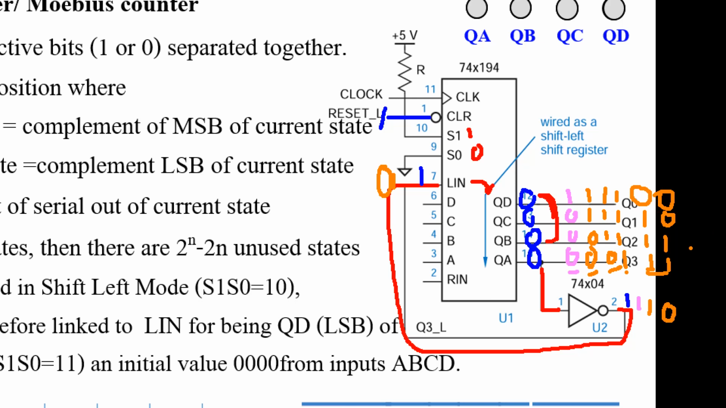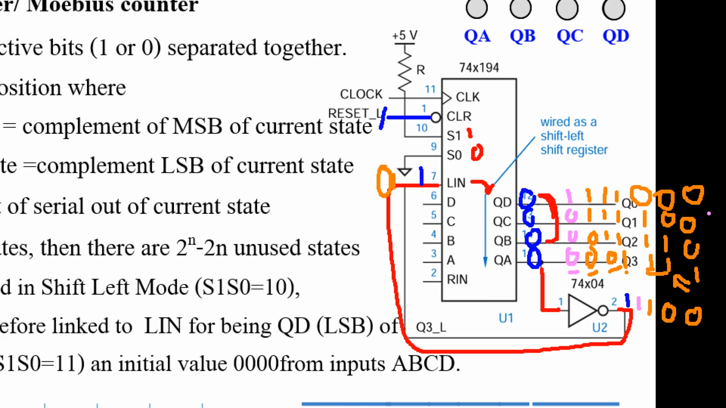Okay, after that, again, now this bit is 1. That means the output of the inverter is 0. So in is 0 now. So when the clock ticks, 0, 0, 1, then shift 0, 0, 1 and 0 at this position.